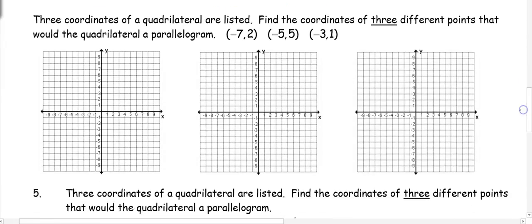All right, another thing that we can do with coordinates is we can be given 3 coordinates, and we need to find the other 3 coordinates that could make it a parallelogram. So first what we're going to do is we're going to plot all three of these points in the three different coordinate planes. So we have -7, 2. We have -5, 5. And we have -3, 1. So I'm going to plot those in all of my coordinates.